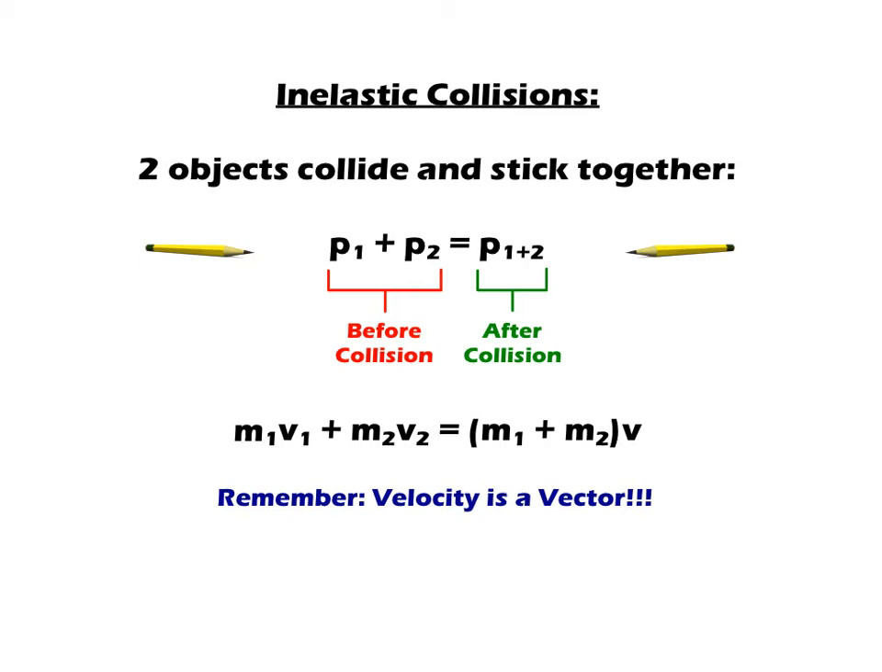Now, because velocity can go either direction, it could be positive or negative depending on if things are moving towards or away, so you have to note that and decide which way you want to call positive and which way you want to call negative while you're plugging in your values on any word problem.